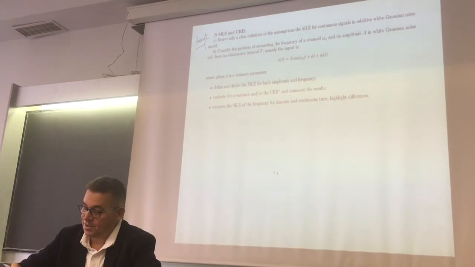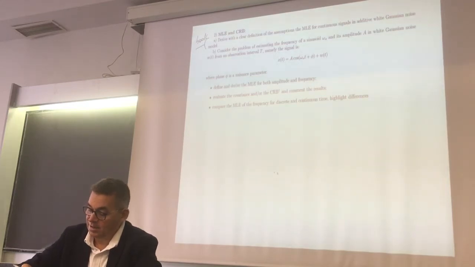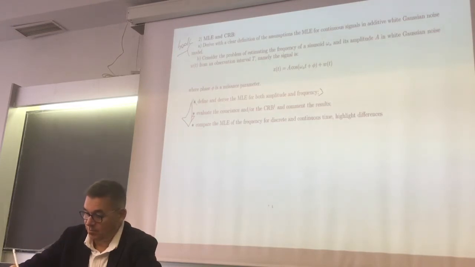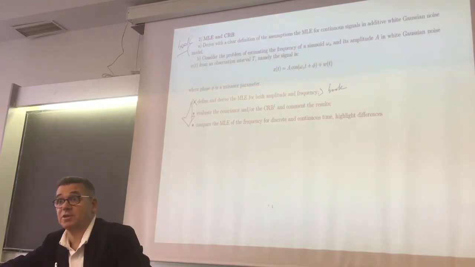Consider estimating the frequency of the sinusoid and its amplitude in white Gaussian noise W from the observation interval T, and the signal is a sinusoid. Define and derive the maximum likelihood method. Fine, but I want to go to the most complicated part. The complexity is always increasing in the exercises. So derive, blah, blah, this is in the book. Now, evaluate the covariance and the Cramér-Rao bound and comment on the results. This is what I want to go to.